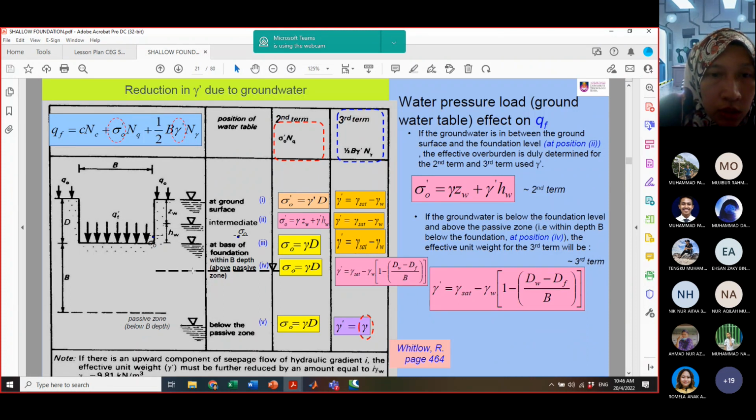Kalau kata water table effect tu berada di bahagian atas passive zone, so gamma saturated dia mesti kira macam ni. So case nombor 4 lah.